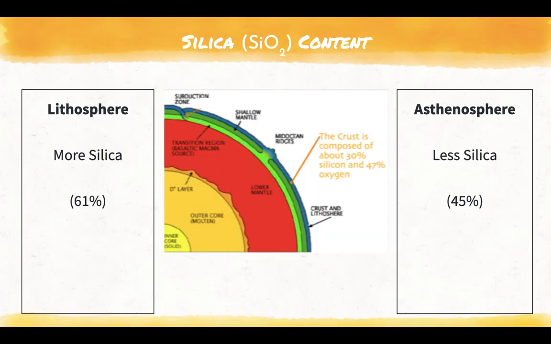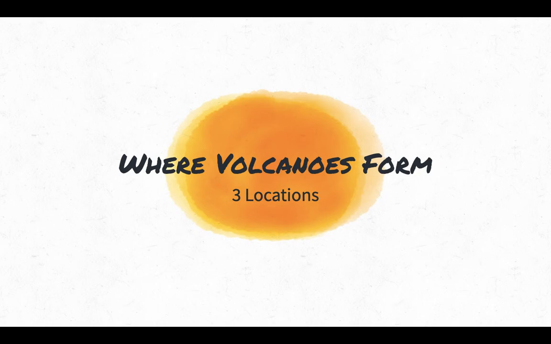So first thing we want to address is the silica content. Silicon and oxygen, that Si and that O, are the two most common elements in our Earth's crust. And so we see in the lithosphere, that top layer of crust and upper mantle, there's a lot of silica. We have 61% silica in the lithosphere, whereas the asthenosphere, lower down the middle mantle, has less silica at 45%. So keep these numbers in mind as we go through the 3 locations where volcanoes form.